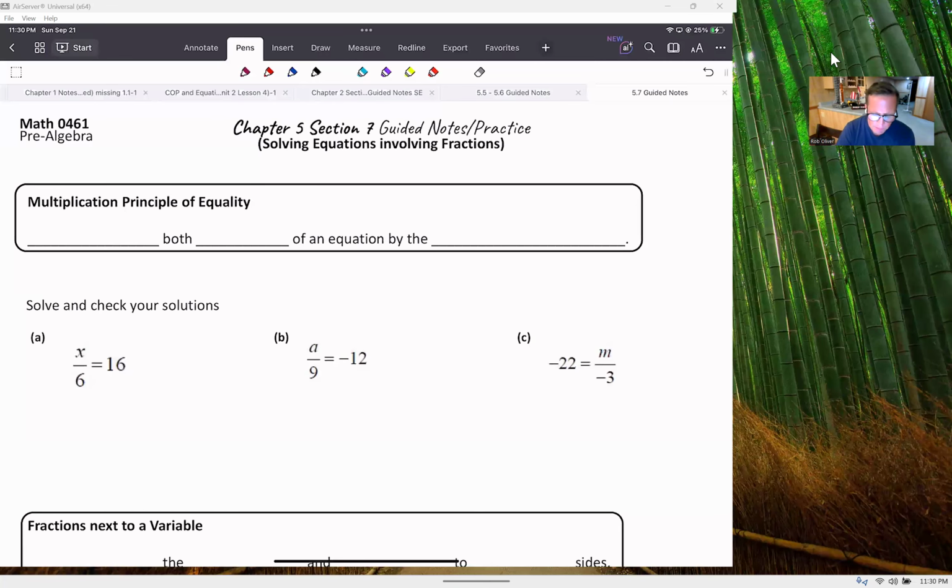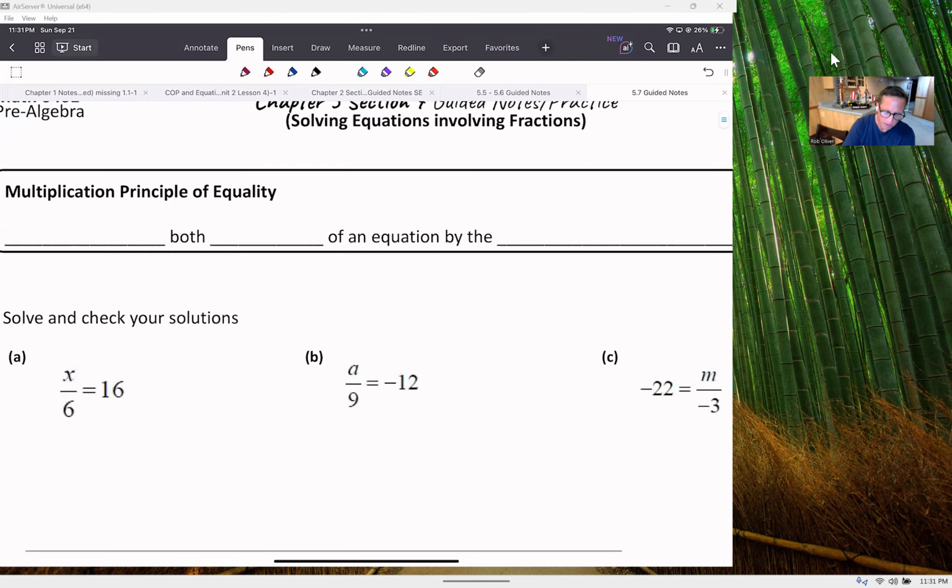Okay, let's start chapter 5, section 7, which covers solving equations involving fractions. A lot of these are going to have fraction components to them. So, the multiplication principle of equality.